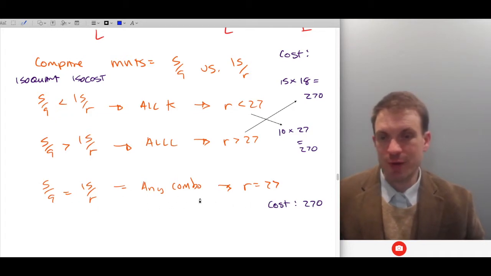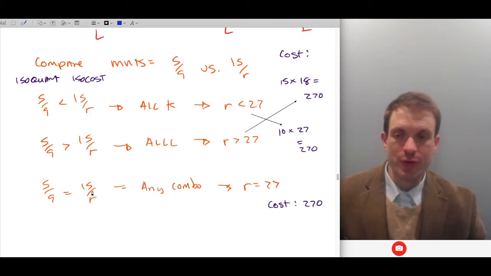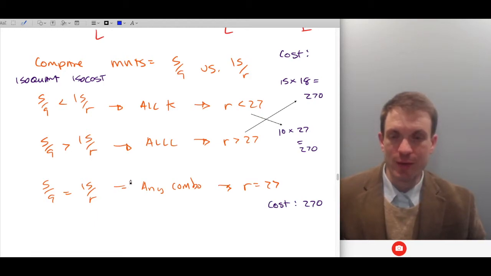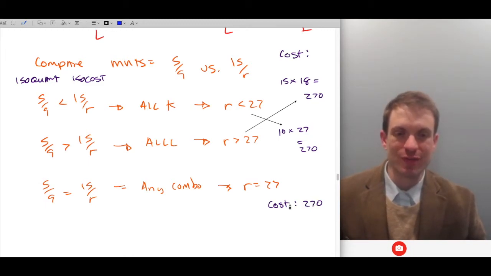And then any combination. Well, suppose we have a situation where we can use some positive amount of both labor and capital. How much is that going to cost? It's got to be 270. Can't be any less than that. It can't be any more than 270. It's got to be 270 at the max.